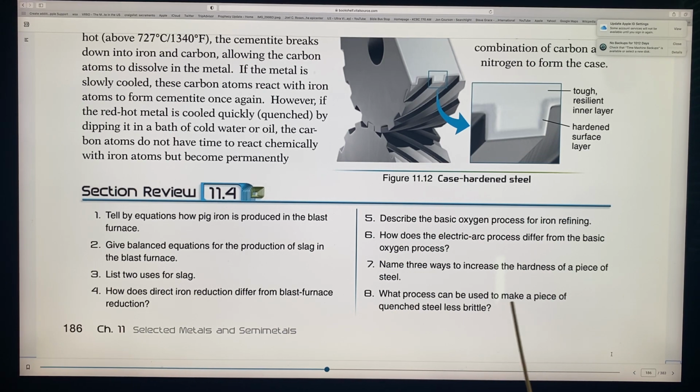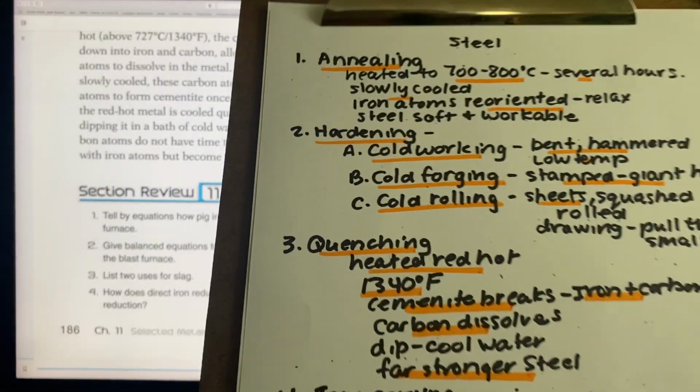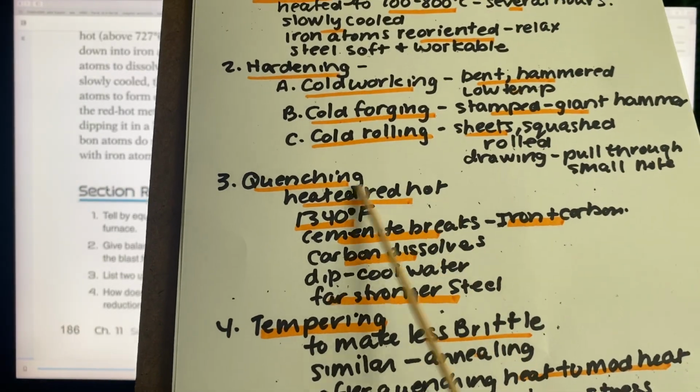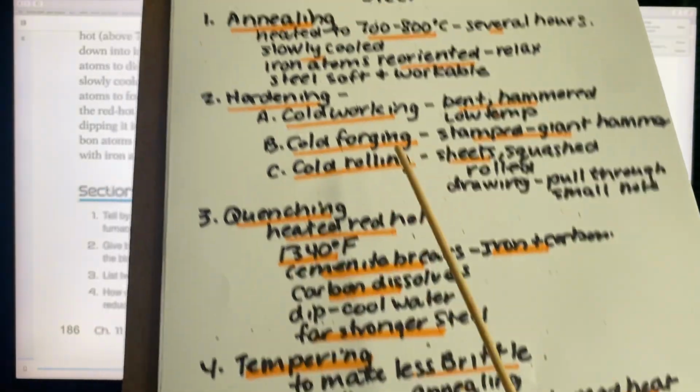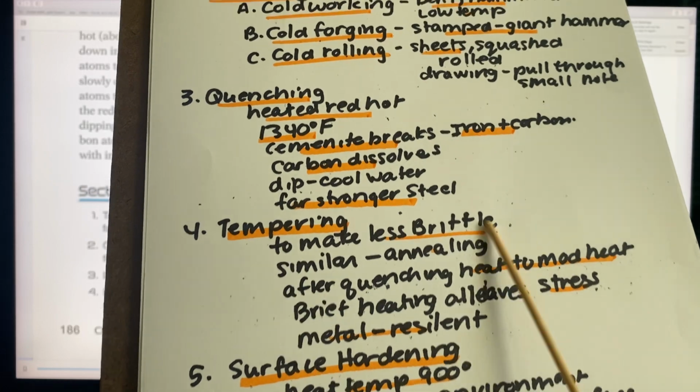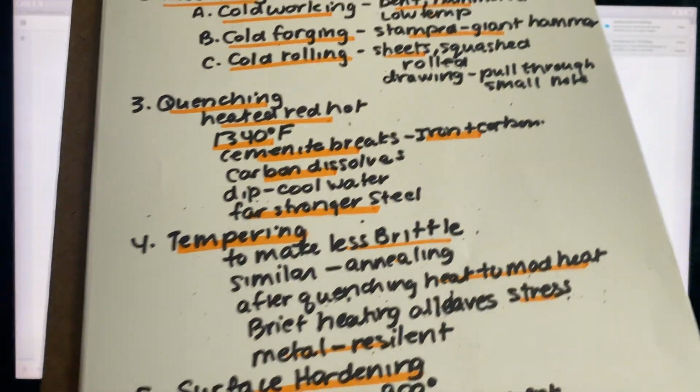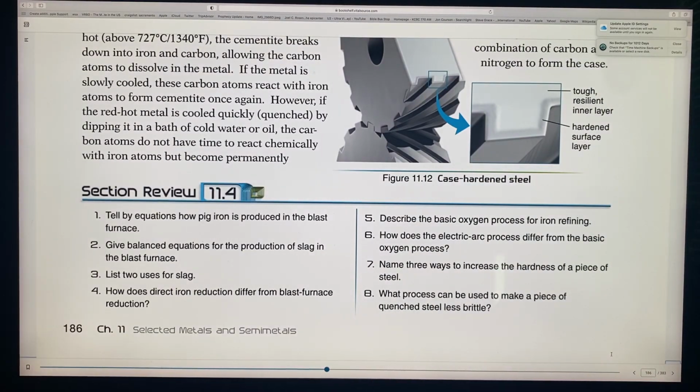What process can be used to make a piece of quenched steel less brittle? The process to make a piece of quenched steel less brittle is tempering. That's what we do, the process of tempering. Tempering makes it less brittle. Okay, that's it.